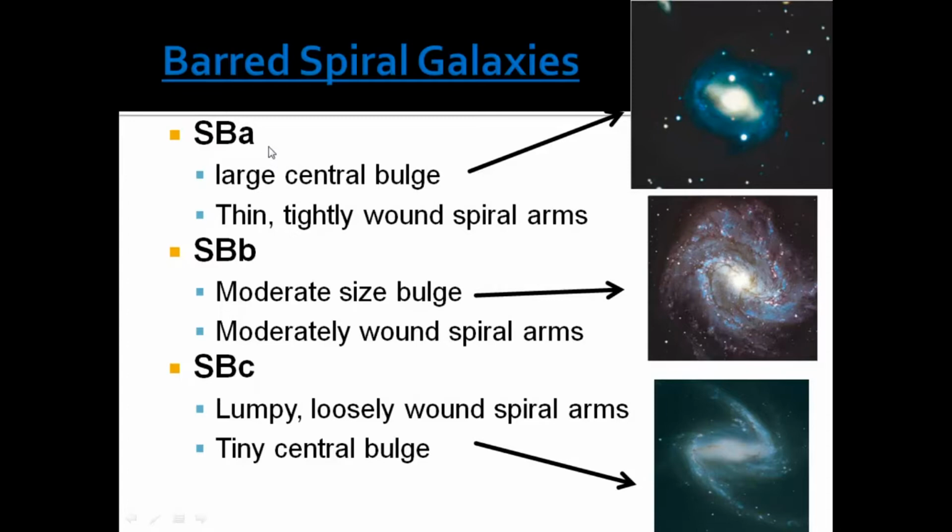Okay, so let's look at these again. Barred spiral, SB, type A: large central bulge, tiny, thin, wound spiral arms. Type B: moderately sized bulge, moderately wound spiral arms. And type C: lumpy or loosely wound spiral arms, really separating off the galaxy here, and a tiny central bulge that's more elongated. Those are the three types of barred spiral galaxies.